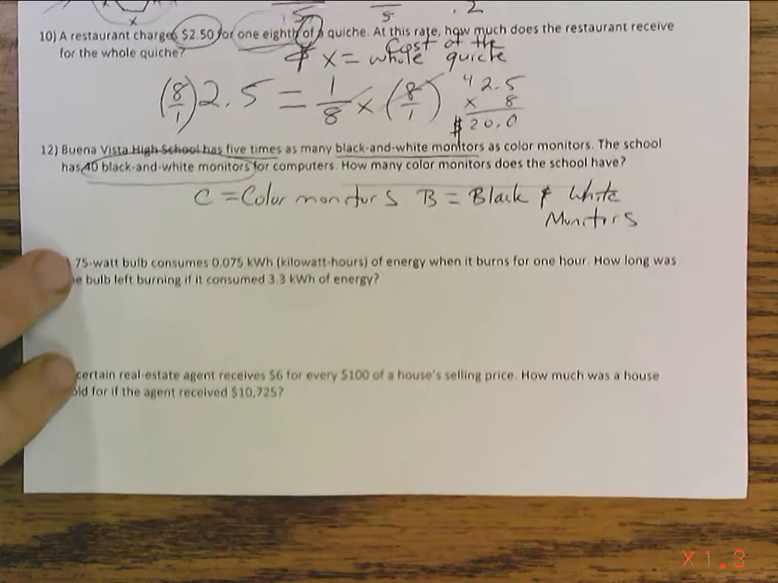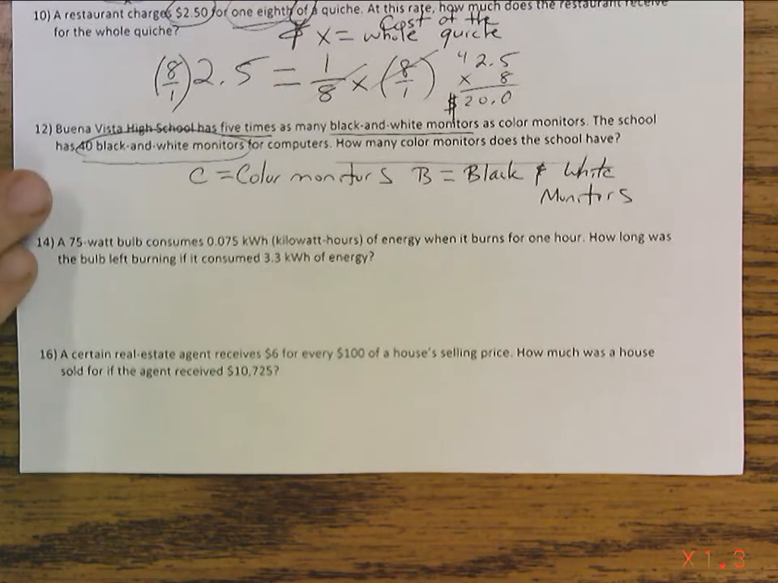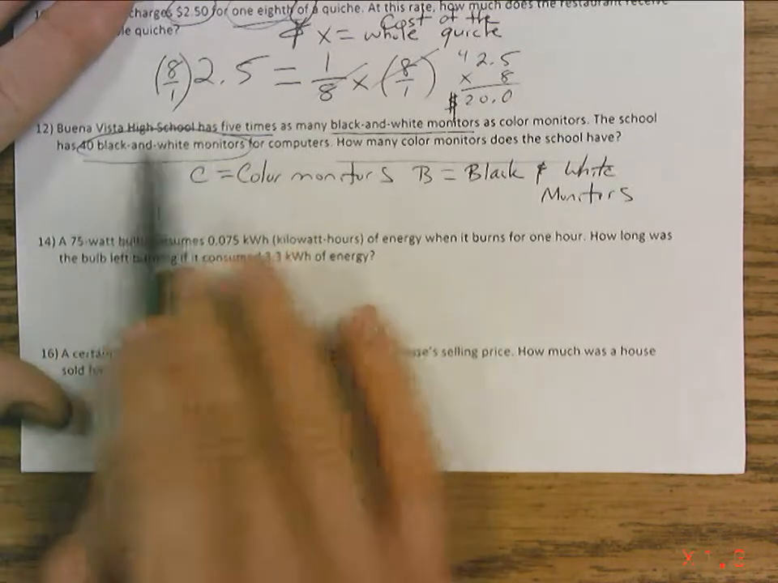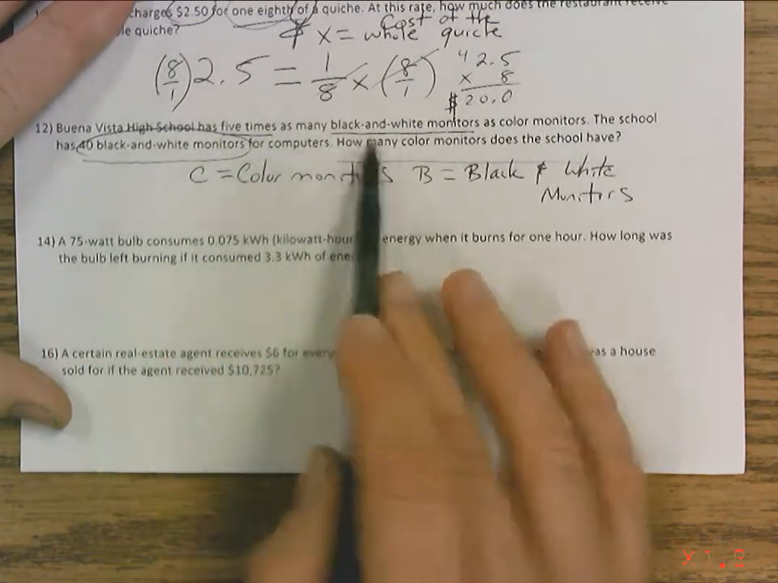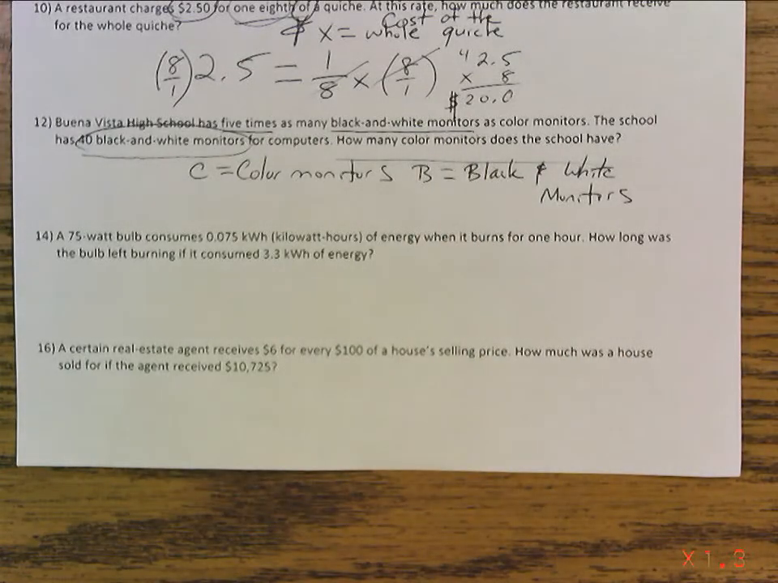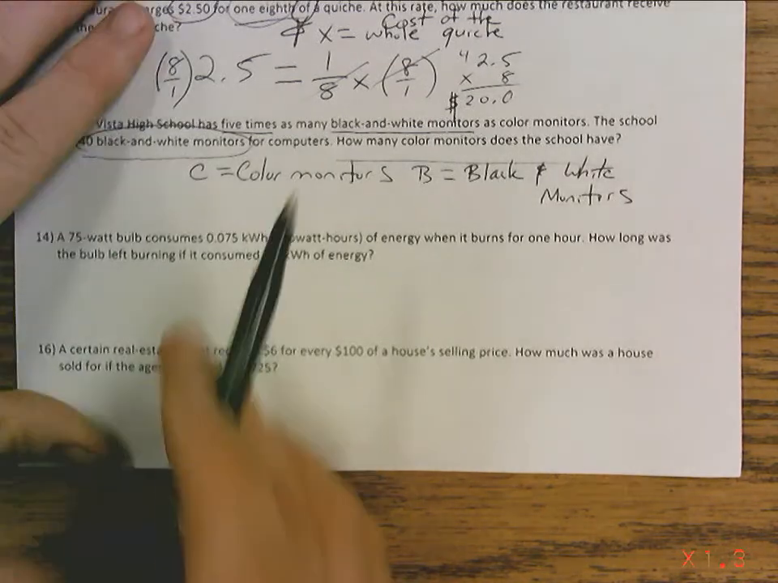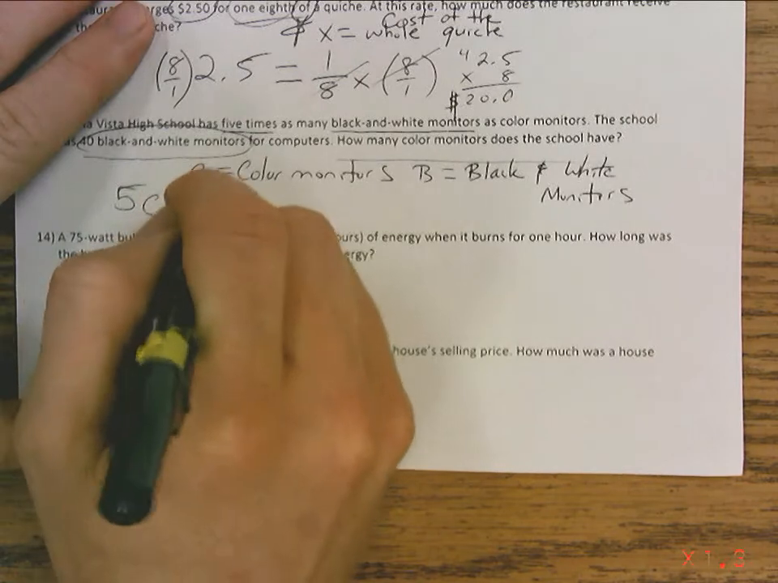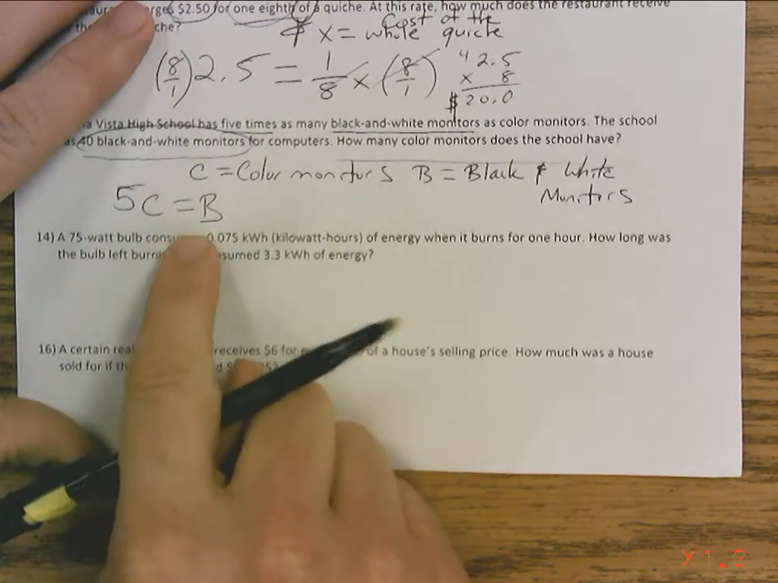Now this might be a little above our heads, but we might be able to pull it off. I'm going to write something on our paper right here. It says, Buena Vista High has 5 times as many black and white monitors. So would you agree they have more of the older monitors? They're black and white. They're no good. They have more of them, right? Okay, so don't write this down. This says 5 times C equals B.